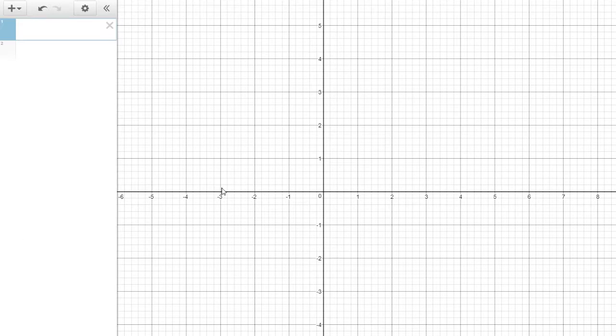Hi there, in this video we're going to look at parallel lines, perpendicular lines and lines that run parallel to the axes. Okay, so one that runs along here parallel to the x-axis and ones that run up and down parallel to the y-axis.